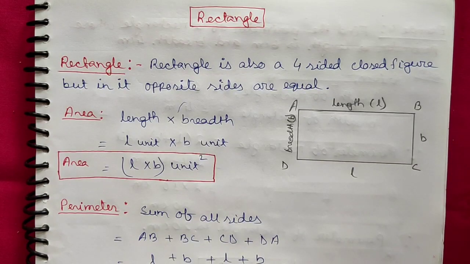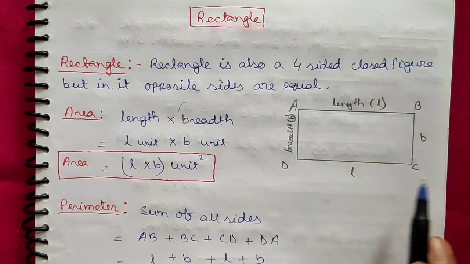Now the next figure is a rectangle. So what is a rectangle? Can anyone say? Okay, a rectangle is also a closed figure, a four-sided closed figure like a square, but in it opposite sides are equal. The difference between a square and a rectangle is that in a square all the sides are equal, but in a rectangle only opposite sides are equal.